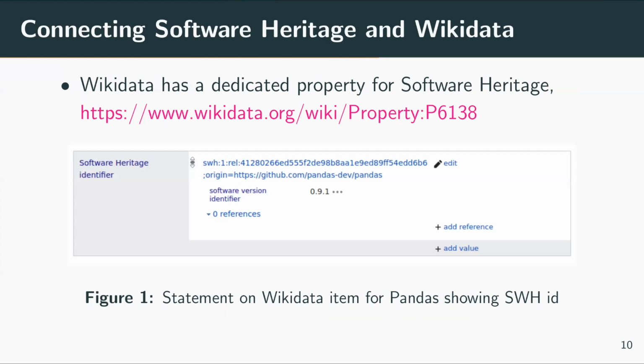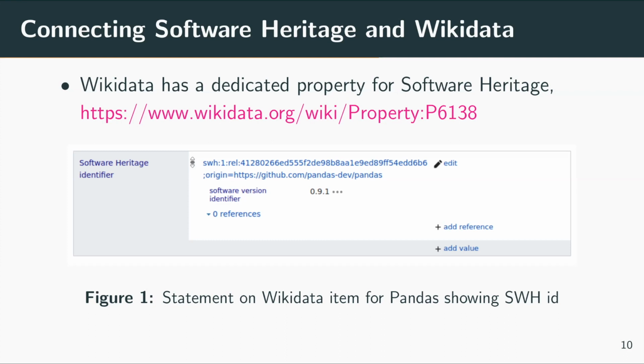So connecting software heritage repositories with Wikidata items is an important piece of how we connect the legacy source code within the Software Heritage Archive and the structured data about the software title itself coming from Wikidata. Wikidata has a dedicated property for software heritage. It's property P6138, if you'd like to use it. And here is a screenshot of what the statement block looks like for adding a software heritage identifier.